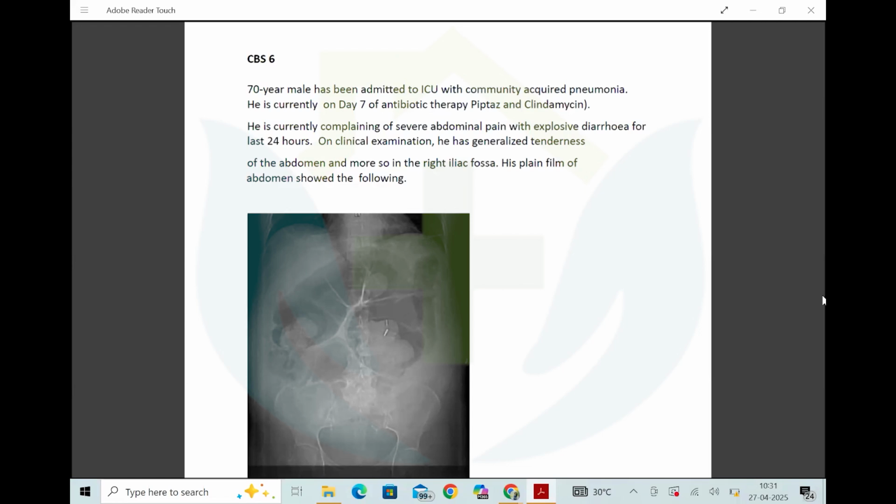Yeah, correct. Why does this patient have toxic megacolon? The patient has got clindamycin, probably C. difficile infection. Yeah, so probably the antibiotic, the antibiotics the patient was on. So what are the common antibiotics which cause C. diff infection? Clindamycin, fluoroquinolones, cephalosporins, penicillin antibiotics. Correct. Okay, very good.